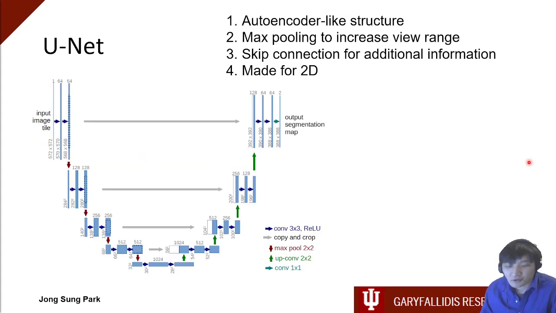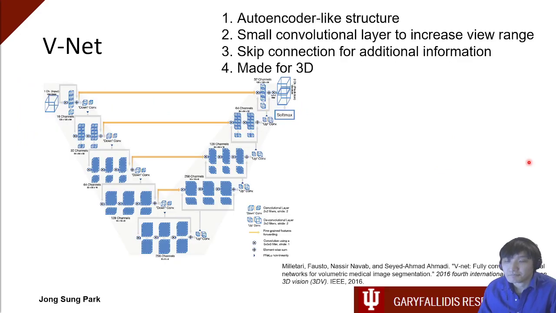However, among those varieties, what we choose in our model is V-Net. V-Net has a similar autoencoder-like structure to U-Net. However, you can see that instead of going down to the latent dimension, it stops at a smaller resolution of the 3D volume. Hence, it's more of a V shape than a flat U shape at the end. And also, it's important that it uses small convolutional layers to increase view range instead of max pooling.